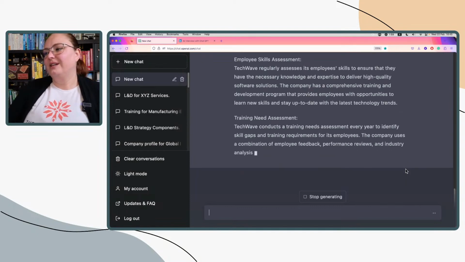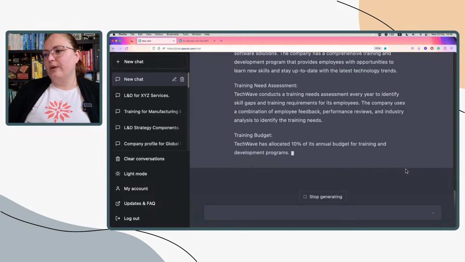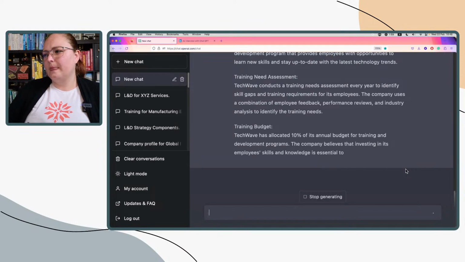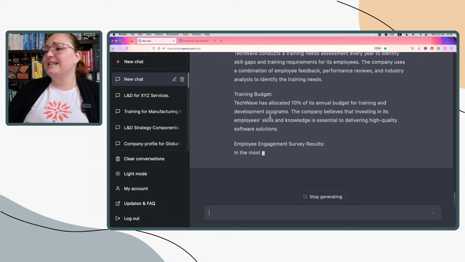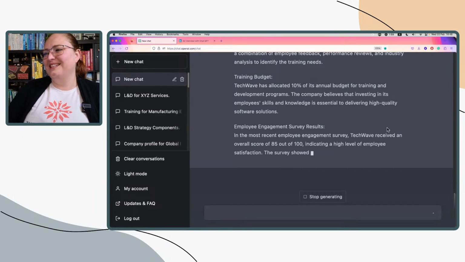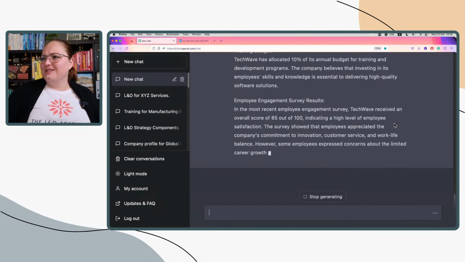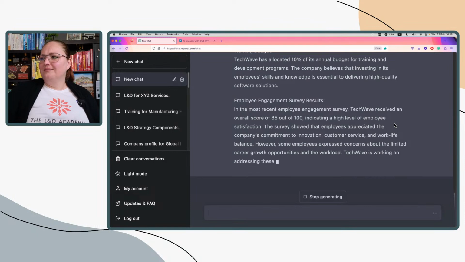Very important stuff. Okay, I think it's nearing the end. Let's see, training budget. Oh, we have a training budget. It says it has allocated 10% of its annual budget for training and development. So what is the revenue? Hopefully they've given us a number there.